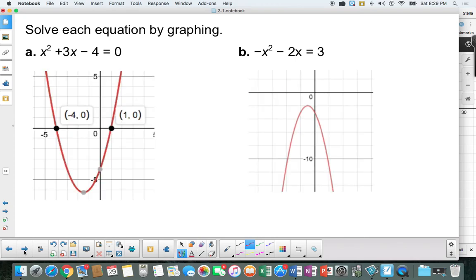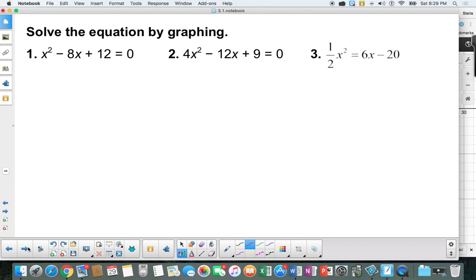In summary, I'm using this graph, and the answer is x is equal to -4 and 1, and here there is no solution. Okay, it's your turn. Go ahead and stop the screencast and use Desmos to graph and find your x-intercepts and your solution.